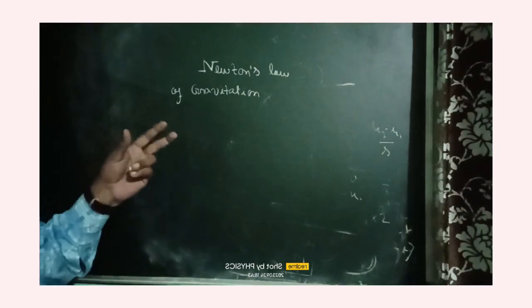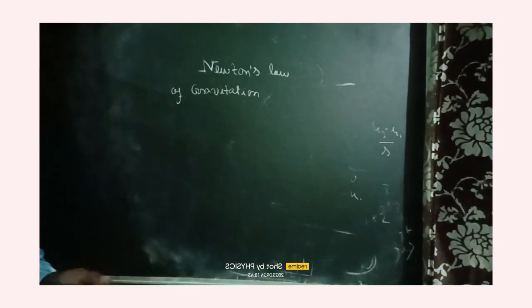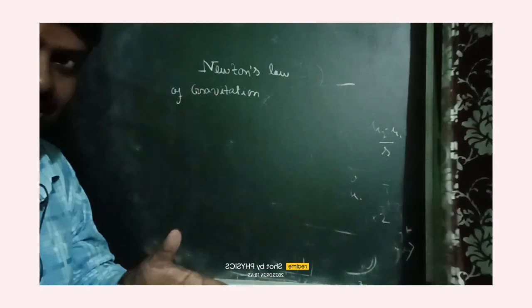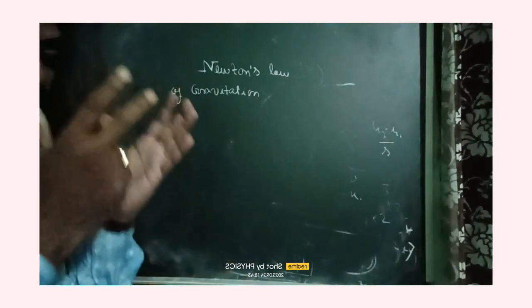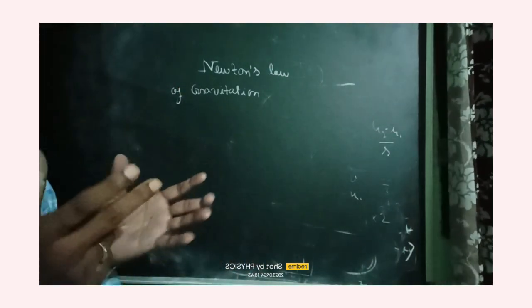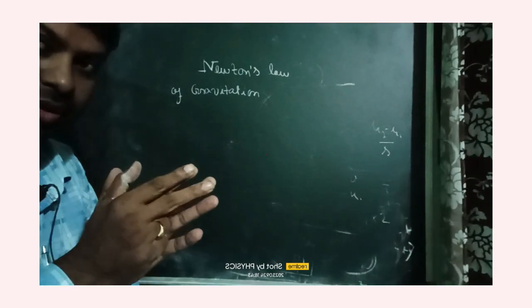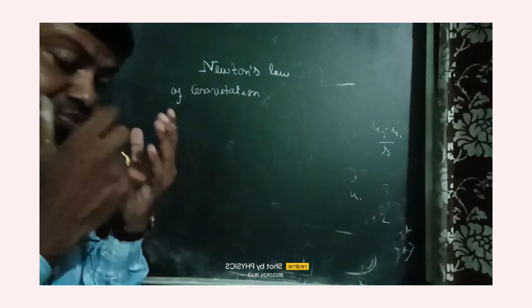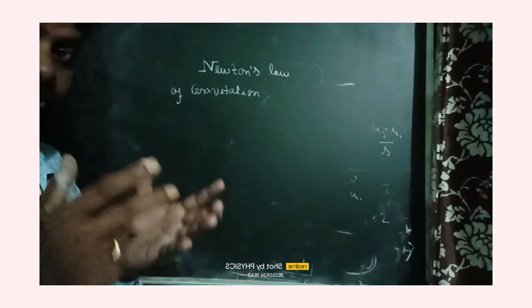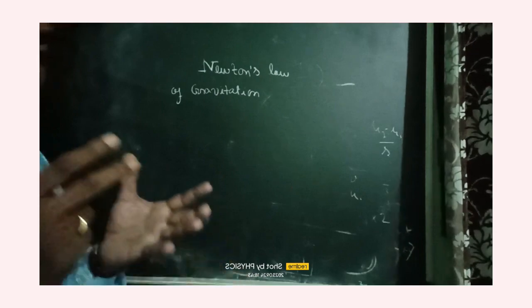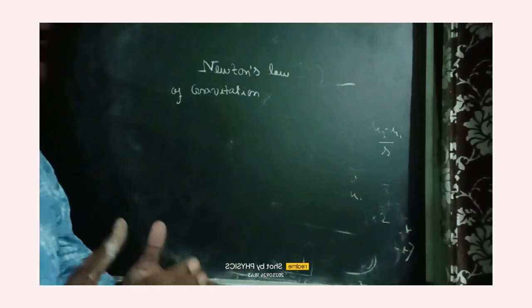Newton's law of gravitation. What is Newton's law of gravitation? Newton states that all the objects in the universe attract each other with a force. That force is directly proportional to the product of their masses and inversely proportional to the square of the distance between the objects.